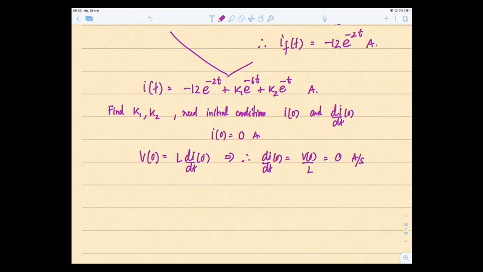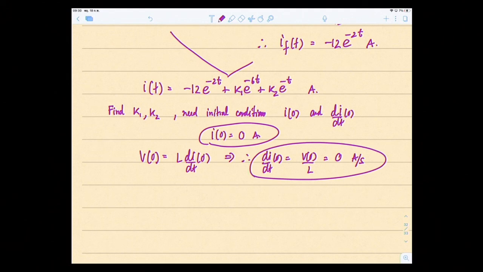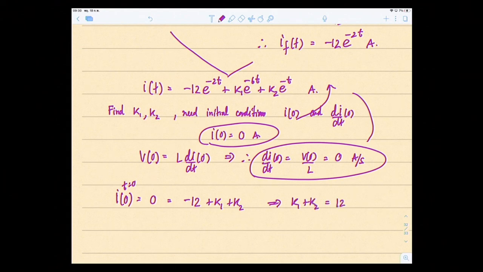Then, when you get these two initial conditions, you substitute back into your solution. So the first one is i at 0 is equal to 0 amp. That means t is equal to 0, right? So this becomes minus 12, e to the 0 is 1, plus k1 plus k2. So in other words, you have k1 plus k2 equal to 12.